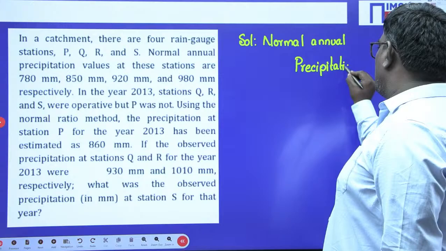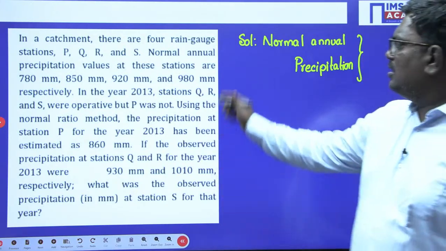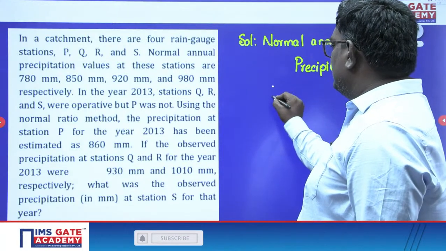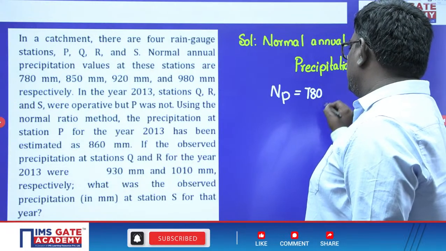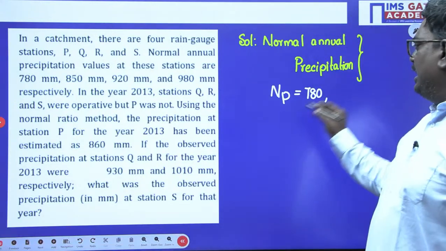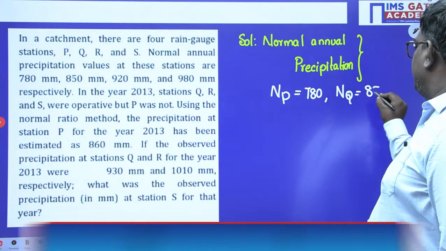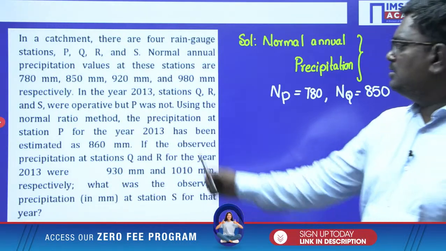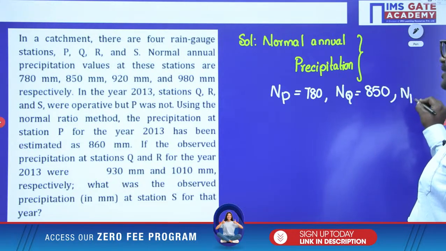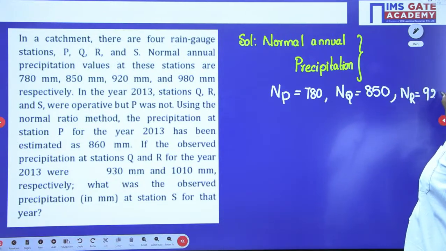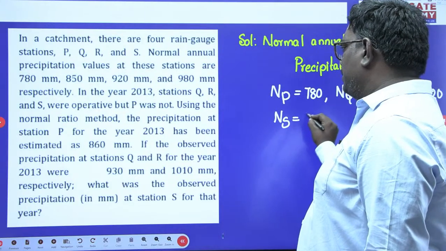When I talk about normal annual precipitation, students, this is what they have given. For N_P it is how much, sir? 780. Yes or no, my dear students? For N_Q, the normal annual precipitation is how much, sir? 850. Okay. Similarly, for N_R, the normal annual precipitation is 920. And for N_S, it is equal to 980 mm.